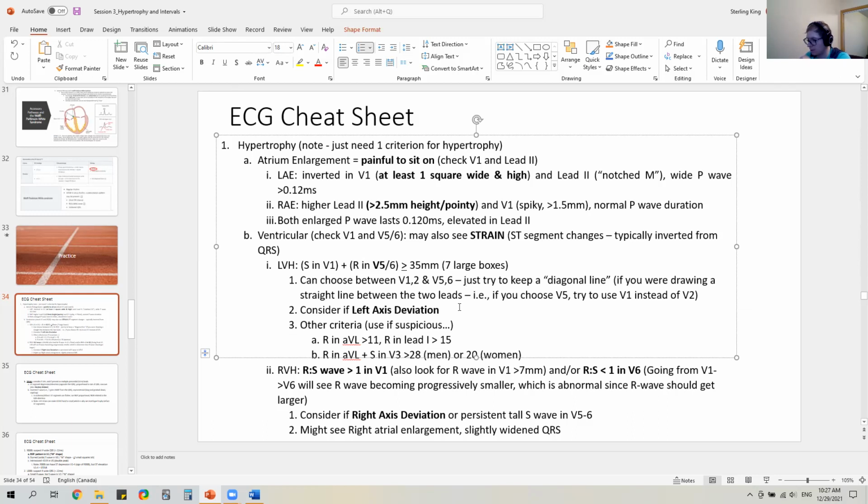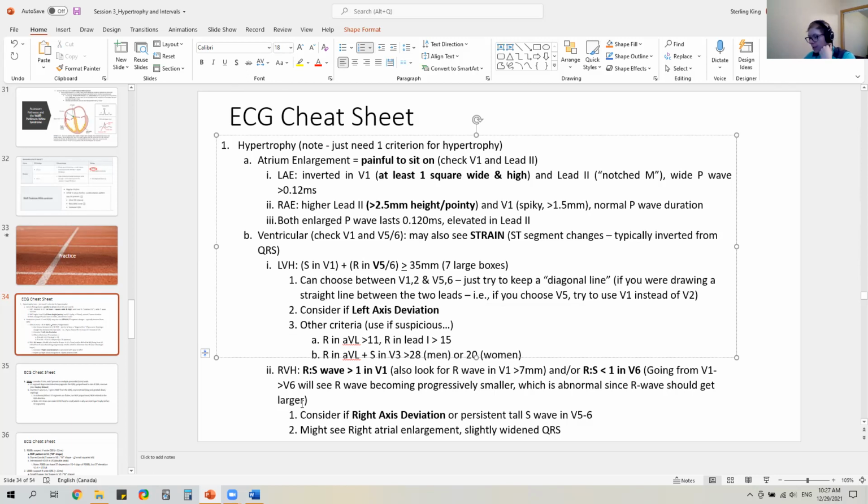Consider left ventricular hypertrophy if you see left axis deviation when you're doing your rate, axis, rhythm, intervals. Other criteria you can use are an R in aVL greater than 11, or an R in lead 1 greater than 15. I haven't seen this one much, but I'm sure it's out there: R in aVL plus S in V3 greater than 28 for men or greater than 20 for women, respectively.